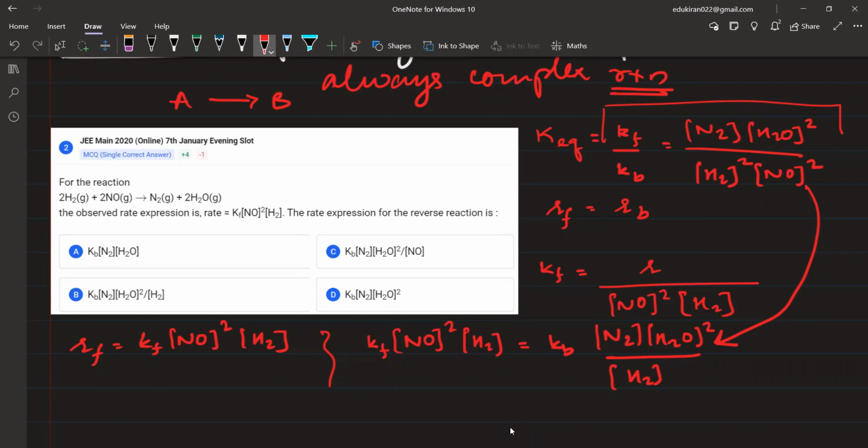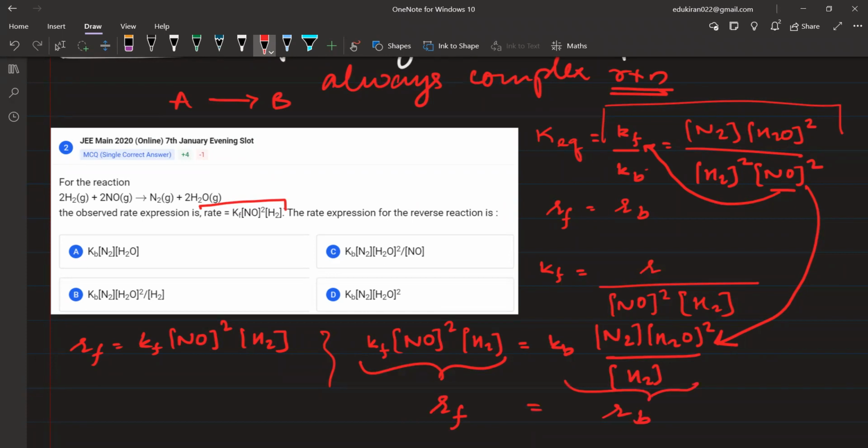Sir, could you please explain this step? Once again, ठीक. KF में NO स्क्वायर यहाँ पे आ गया, ठीक है, और H2 स्क्वायर में से 1 H2 हमने यहाँ ले आया in the left hand side. Okay, and then I multiply whatever is remaining on the right hand side. So KB into N2 into H2O whole square upon H2. Clear है? Yes, sir. Okay. So this particular thing is equal to rate of forward reaction, है ना? This is the rate given, correct? Yes, sir. ठीक है, तो ये किसके बराबर हो जाएगा? This will be the rate of backward reaction.